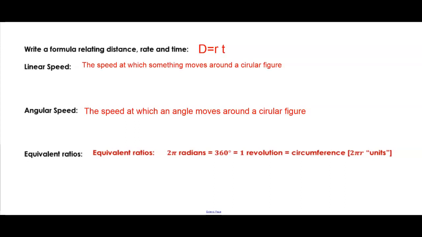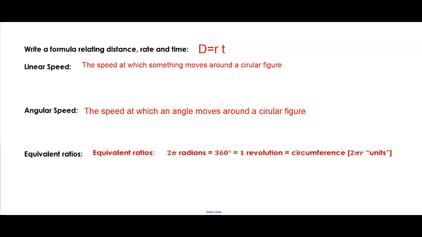Today we're going to continue using that sheet that I posted on the 27th, and we're going to talk about our linear and angular speed. So if you need to pause the video, go ahead and get this sheet out so that you can copy these notes down. If not, just do it in your notebook.